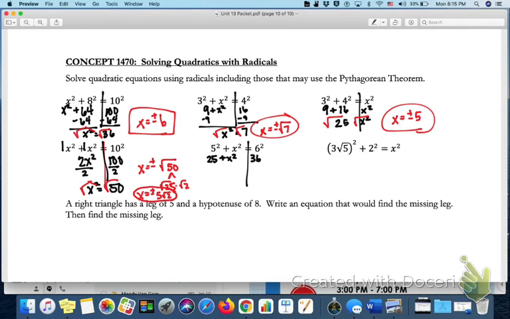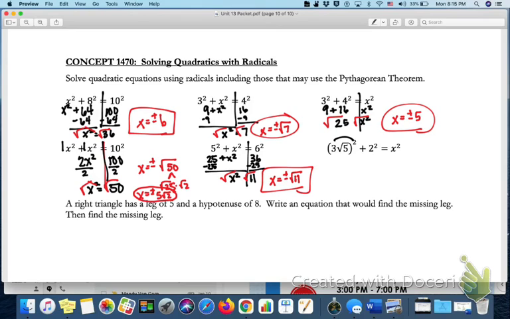On the next one, 5 squared plus x squared equals 6 squared. So 25 plus x squared equals 36. You want to subtract 25 from each side, and x squared equals 11. Take the square root of each side, and x equals positive or negative square root of 11, because it can't be simplified.